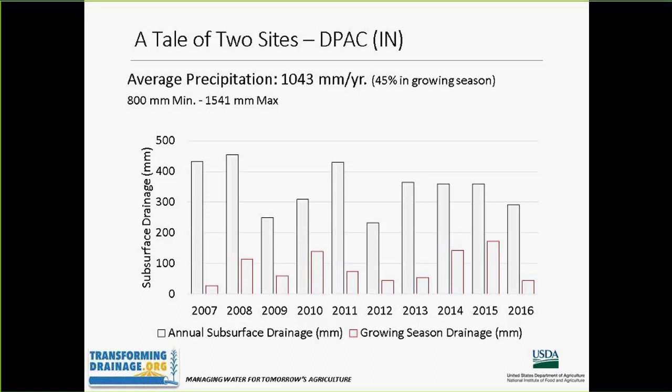And again, these are kind of paired boxes. So the black box, what would be on your left, is the annual amount. The red is the growing season amount. So we see a lot of drainage occurring throughout the year, but very little of that is occurring in the growing season.